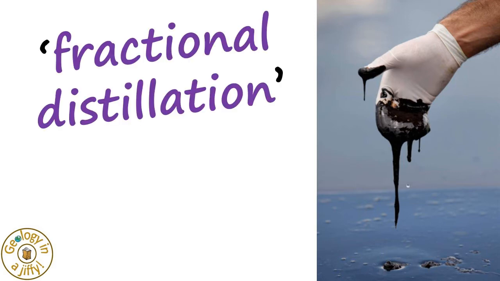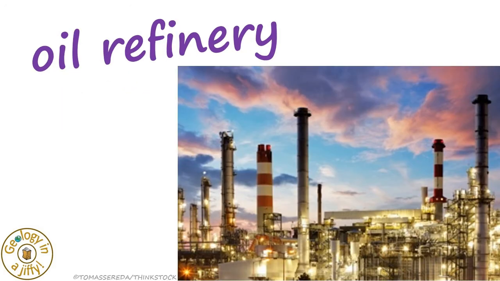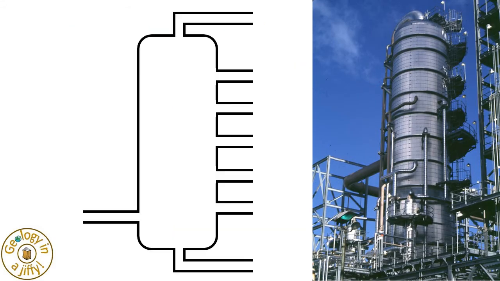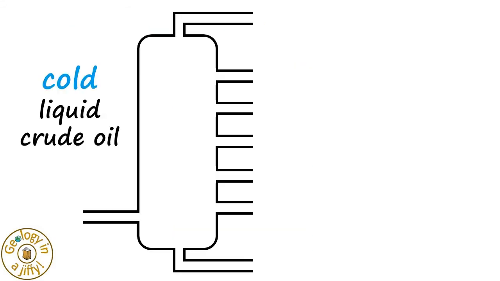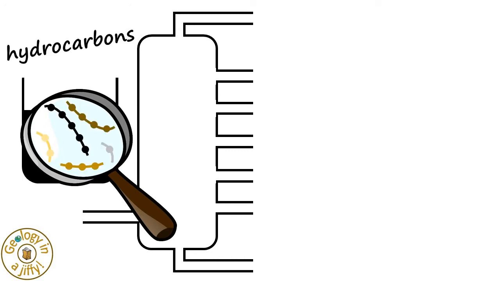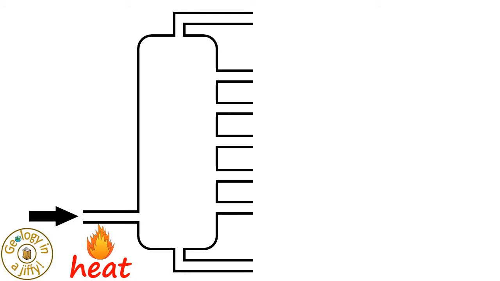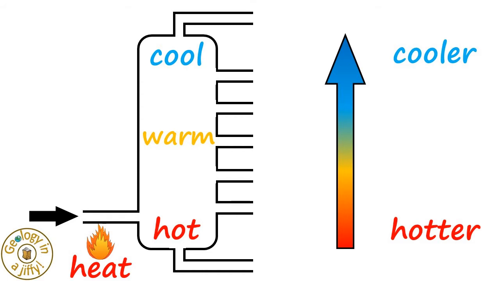The answer is by fractional distillation, which happens in a fractionating tower, which can be found in oil refineries. If we study a fractionating tower, we see this in cross-section. We start with cold liquid crude oil, the black sticky mess, which, if we study more closely, is made up of a mixture of different length hydrocarbon molecules. Firstly, the cold liquid crude oil is pumped in, then strongly heated, so making the base of the fractionating tower hotter. This cooling as one moves up the tower.